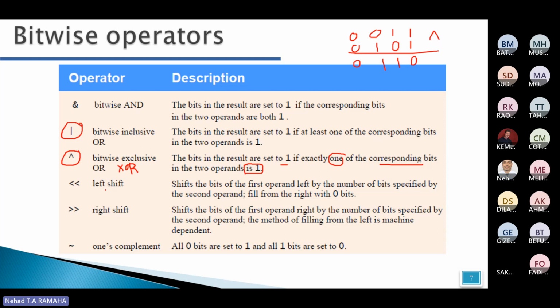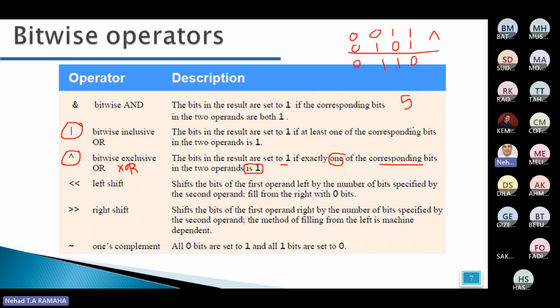Left shift. Left shift works like this. You have the number and you will make a shift. There are 2 operands: on the left side, the number that you will make the operation on, and on the right side, how many digits you will shift. For example, what's the result for this one? It's shifting the bits of the number to the left, and filling from the right by 0.